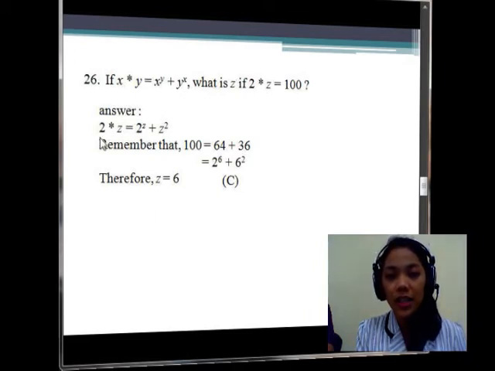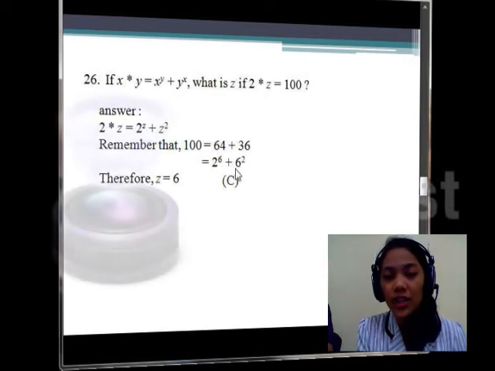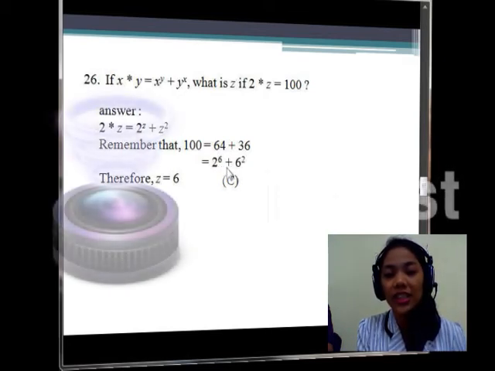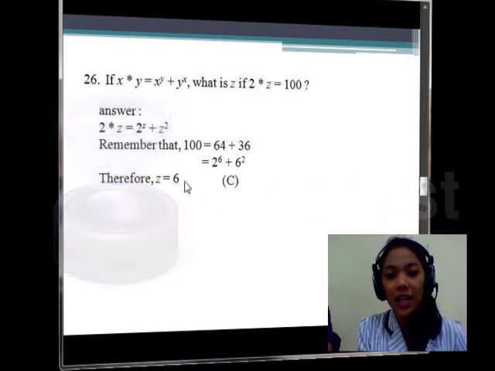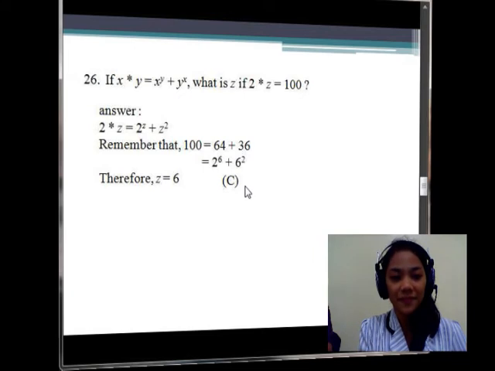Since 2 times z equals 2 to the power of z plus z squared, remember that 100 equals 64 plus 36, right? So since 64 is equal to 2 raised to the power of 6, and 36 is equal to 6 to the power of 2, then there you have 2 to the power of 6 plus 6 squared, so z equals 6. That's why the answer is letter C.